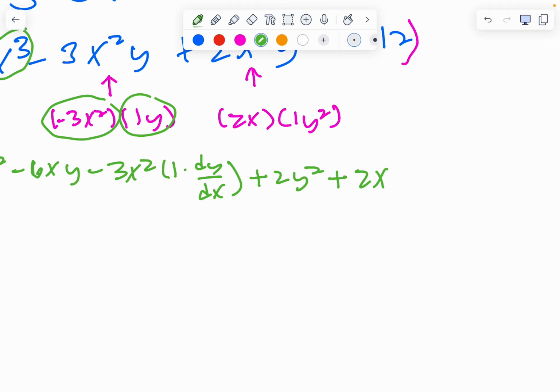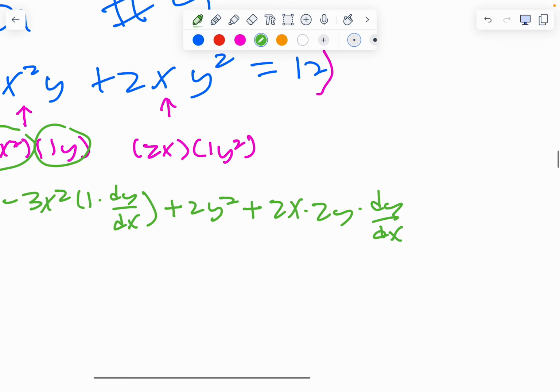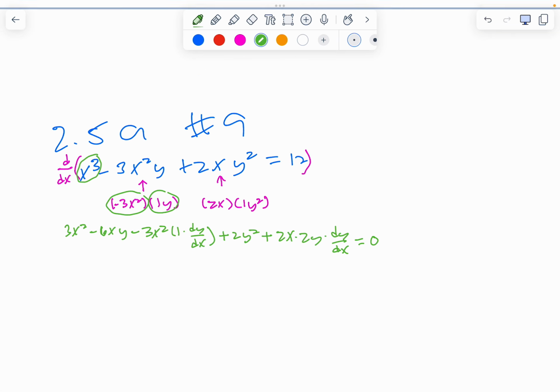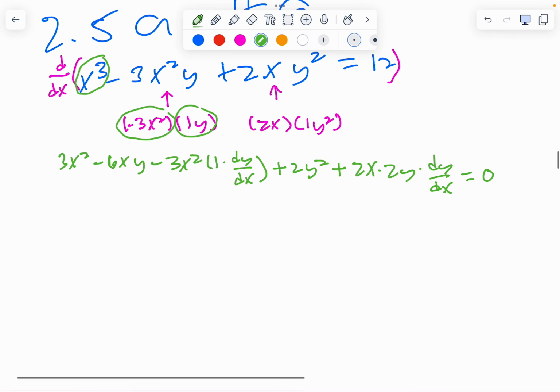And then when I derive the next piece, what do we get? 2y, and then dy over dx. And the derivative of any constant is what? 0. So now from here, I'm going to help you simplify, but the remaining you do, because that's the only calculus, correct? Okay, so let's think about simplifying and seeing what's happening here.